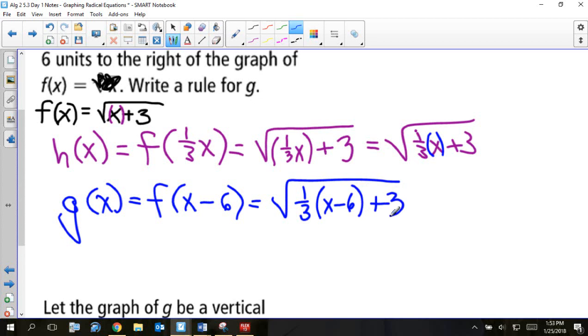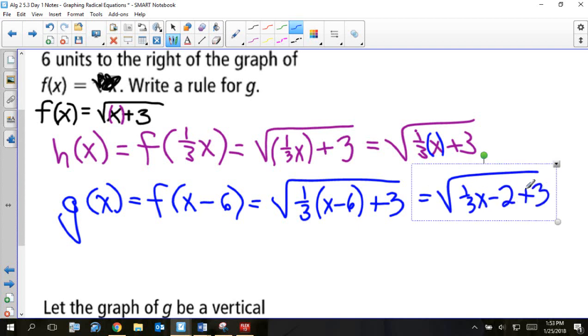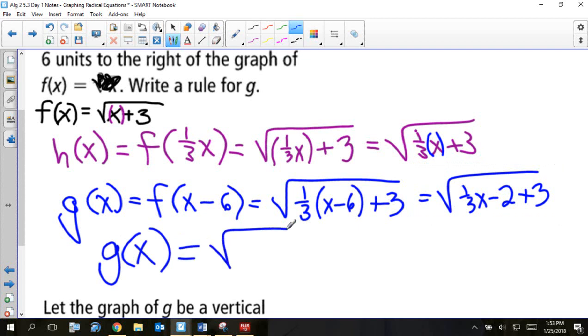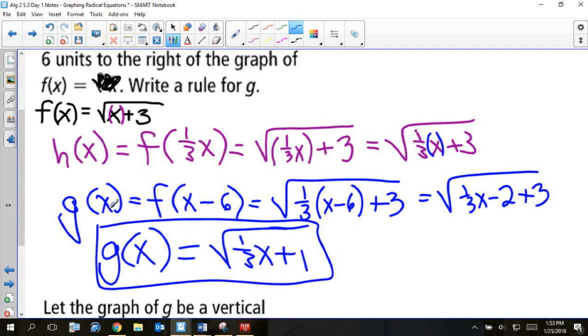We're going to simplify that. What should I do to simplify? Distribute the 1/3. So we get 1/3 x minus 2 plus 3. And anything else I can simplify? Yes, Ms. Criswell? What is it? Minus 2 plus 3? Well, that's plus 1. Thanks, guys. Welcome. You follow me? One more.